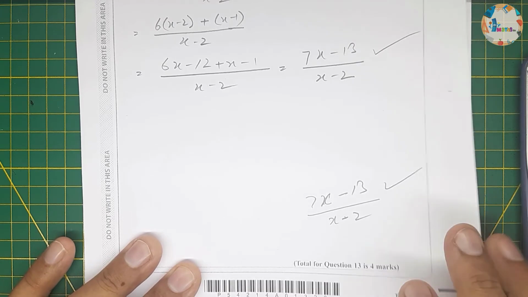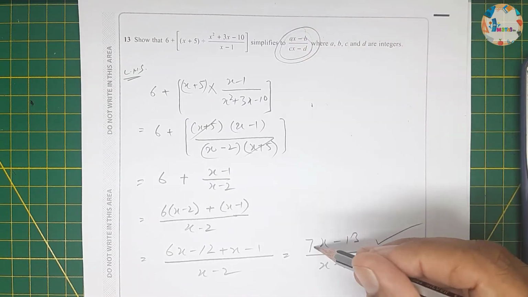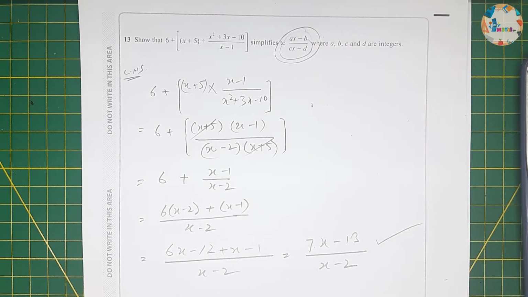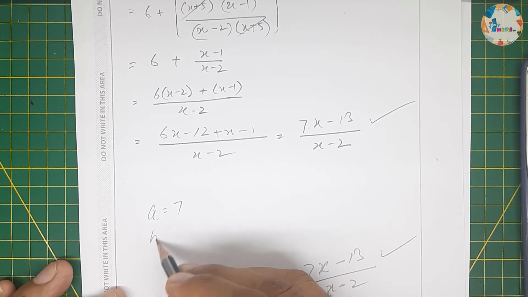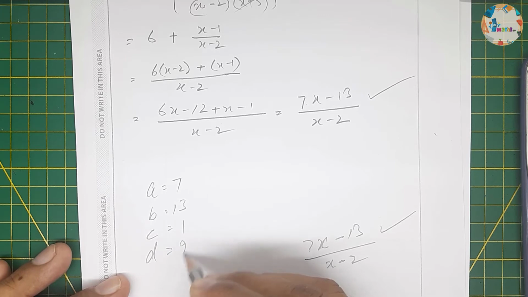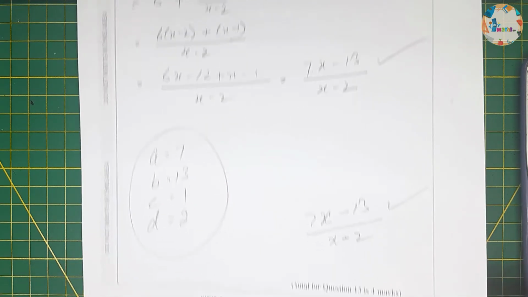Hopefully you got this. If you want to compare with this, the A value will be 7, the B value will be 13. We can even mention that the A value is 7, B value is equal to 13, C value is equal to 1, and D value is equal to 2. These are the values, and this is the final answer. Hopefully you understood this.